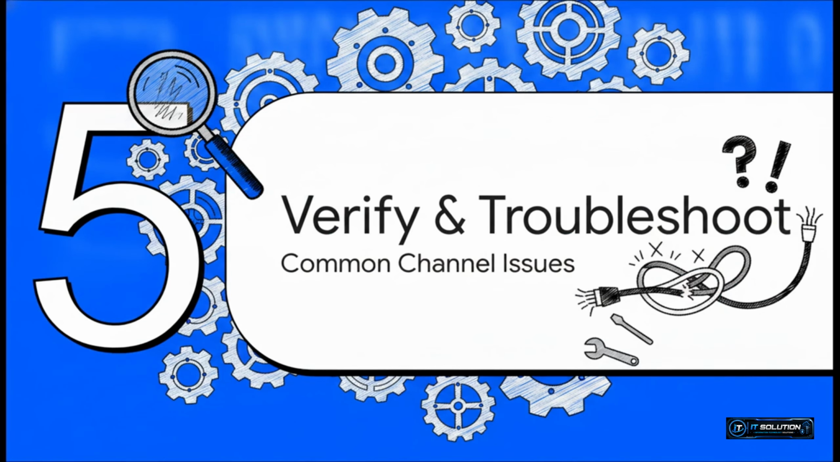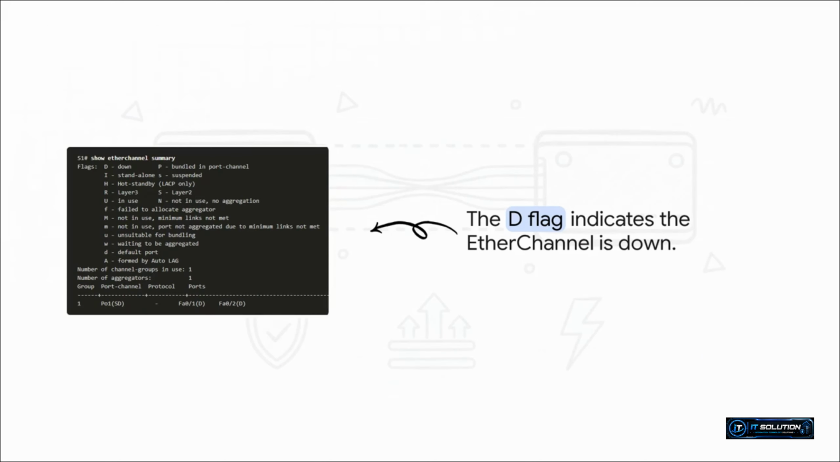Finally, part 5, verifying and troubleshooting common channel issues. Because let's be real, in networking, things will inevitably break. When they do, show etherchannel summary is going to be your absolute best friend. If you run that command and see a big old D flag next to your FastEthernet ports, that means down. You know right away your channel has failed, and 99% of the time it's because there's a configuration mismatch somewhere between those two switches.